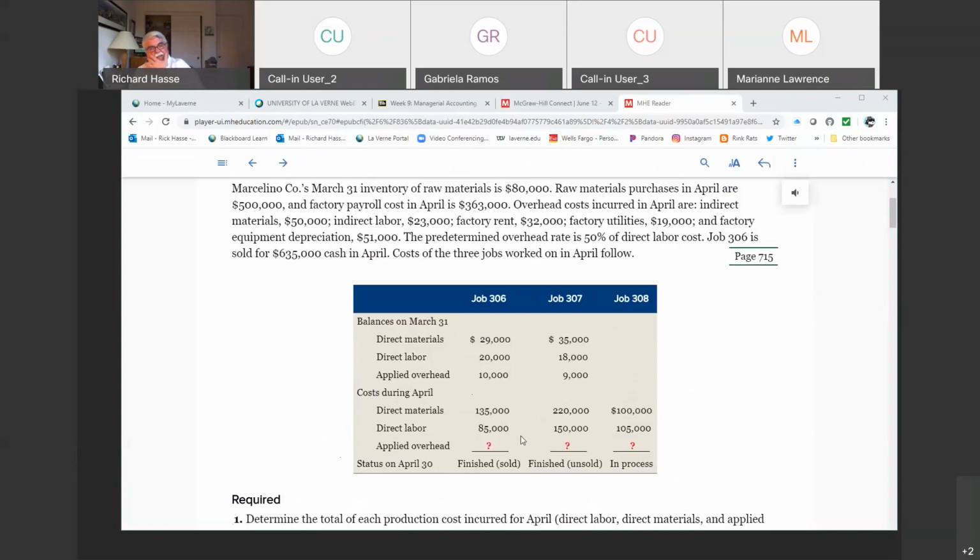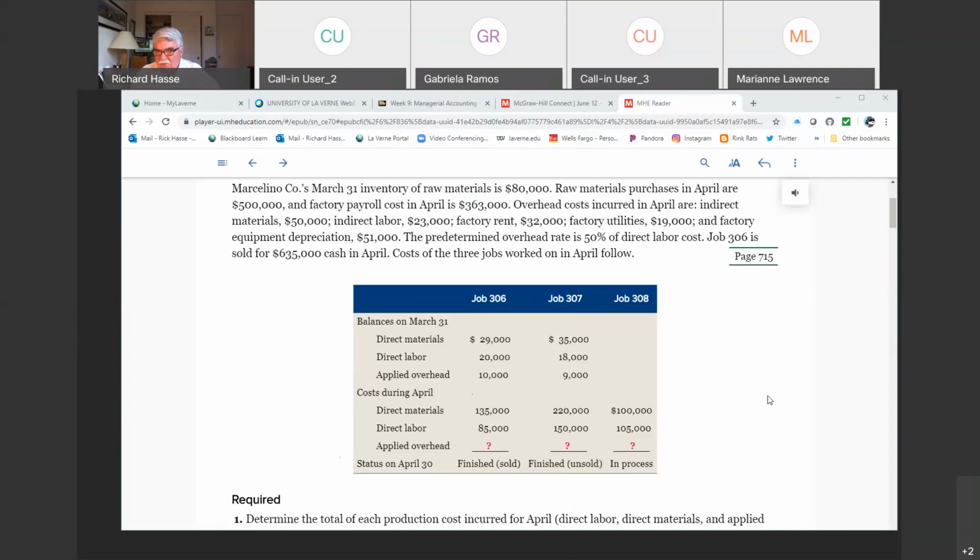Very good, Kathy. 50% of direct labor, 50% of 85,000 is 42,500. Kathy, you're on a roll. What would be applied overhead for job 307? It would be 75,000. Very good. And what would be applied overhead for job 308? 52.5. Very good. Excellent.